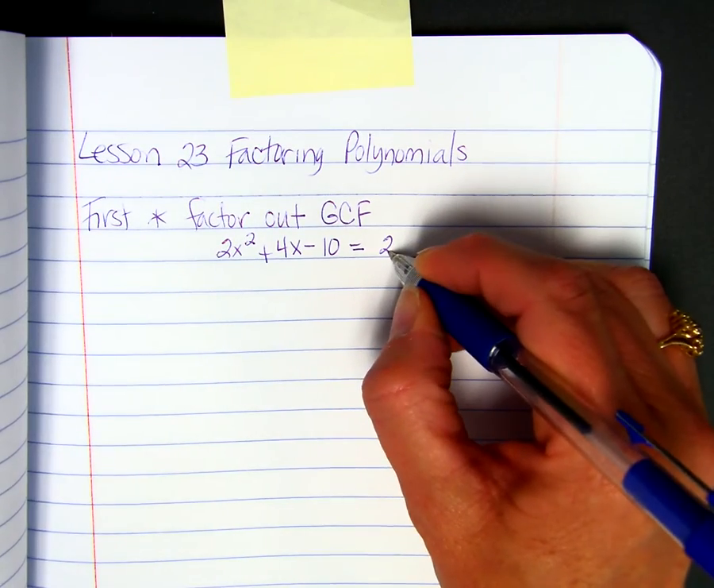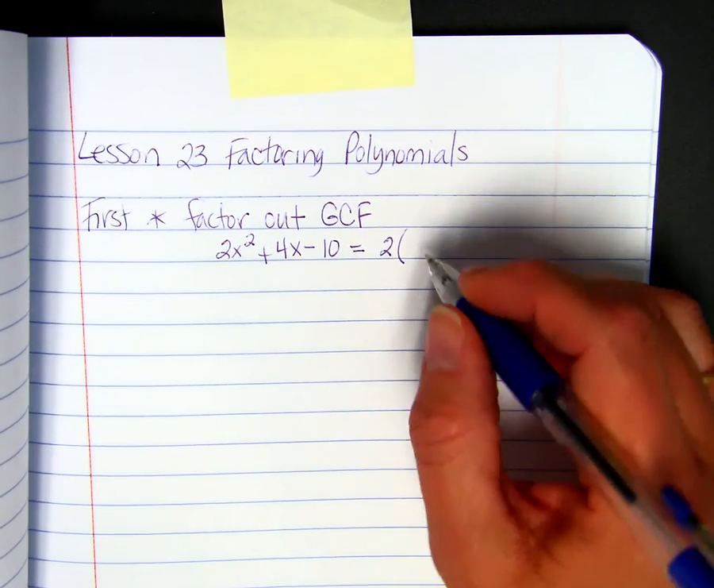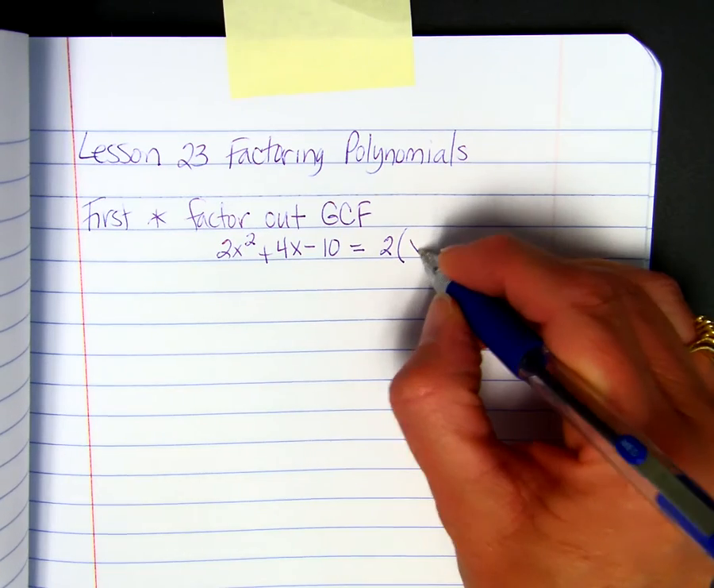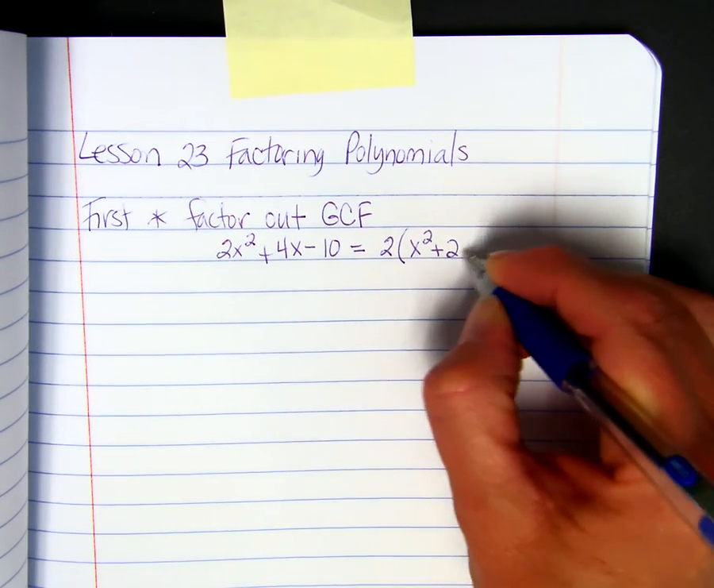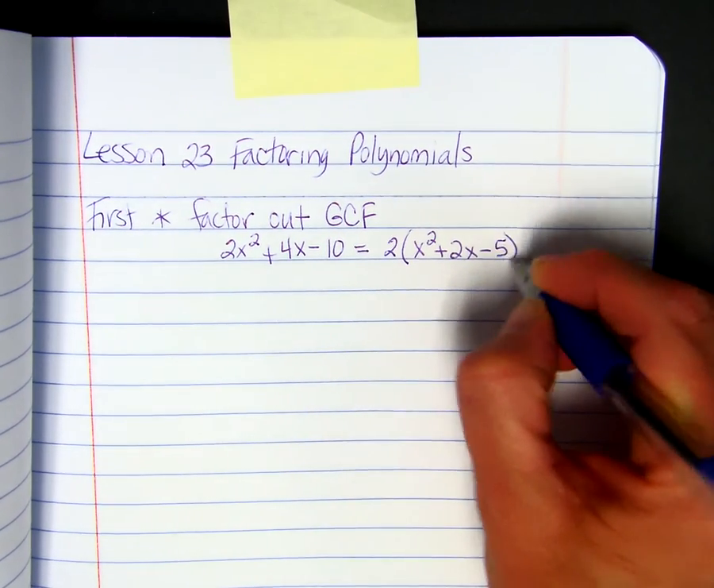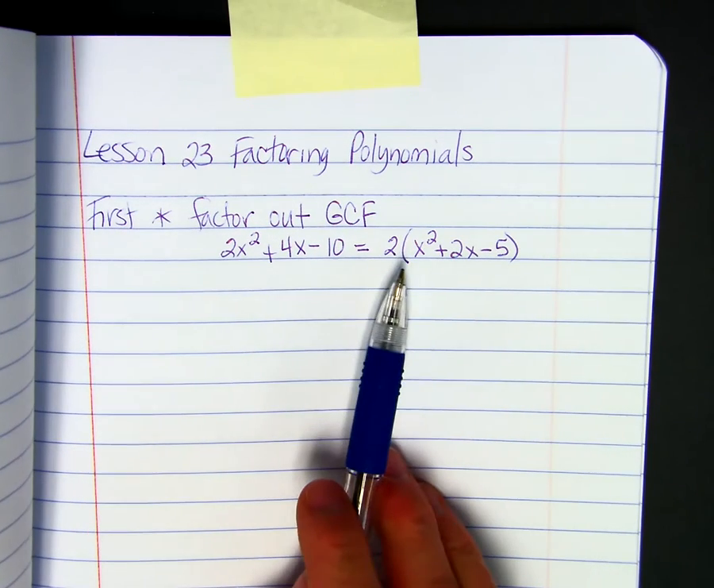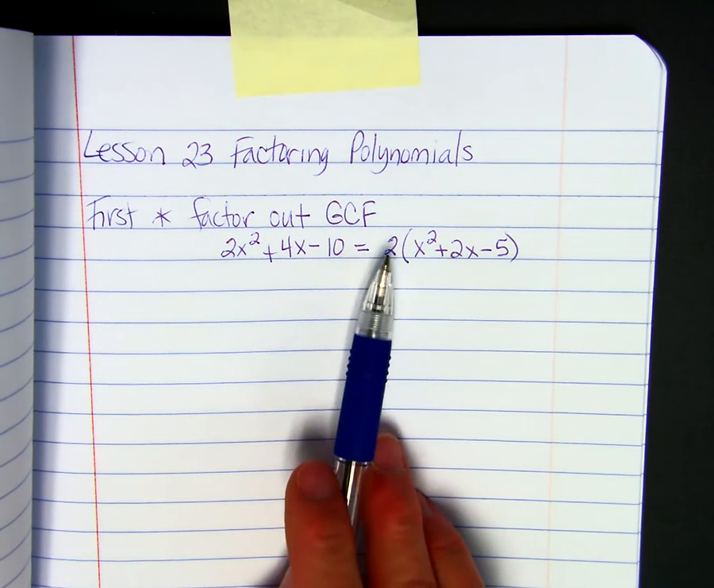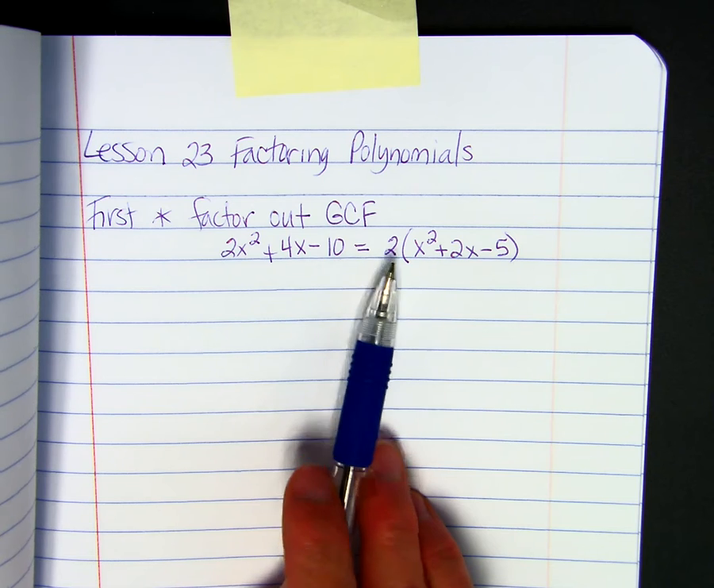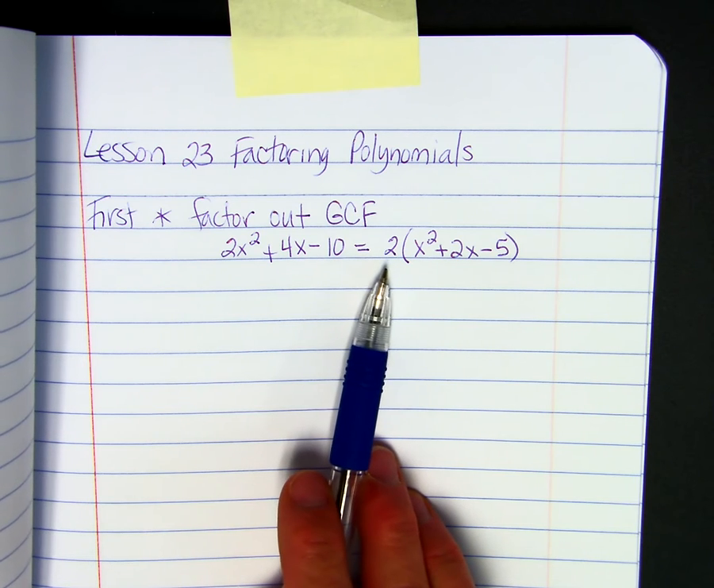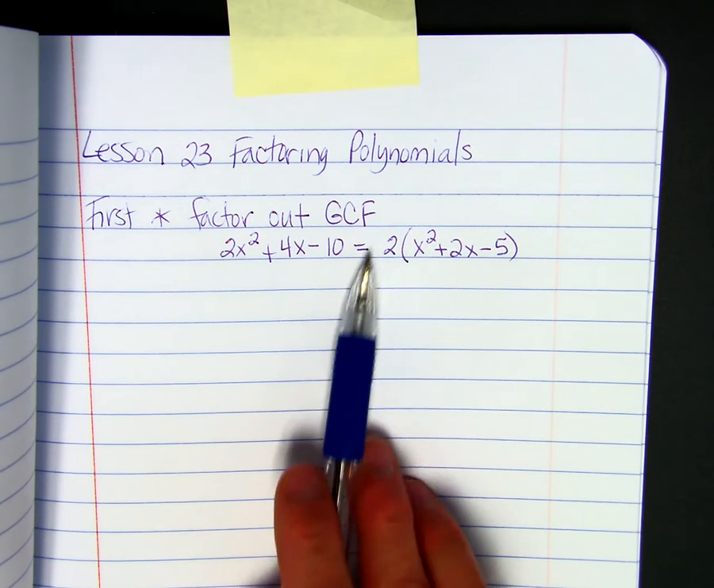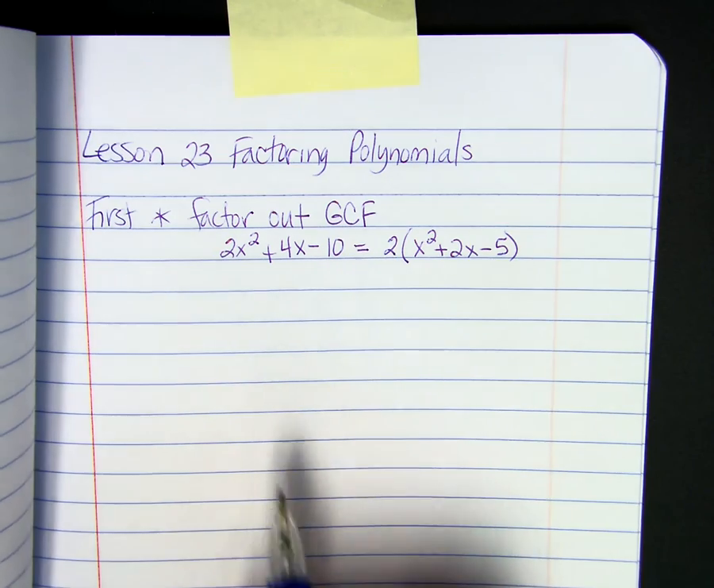So a 2 goes into all three of these. So this would be 2 times x squared plus 2x minus 5. The biggest mistake that I have kids make is they forget to write all of their factors down in the answer. So we have to remember that 2 is part of your answer.